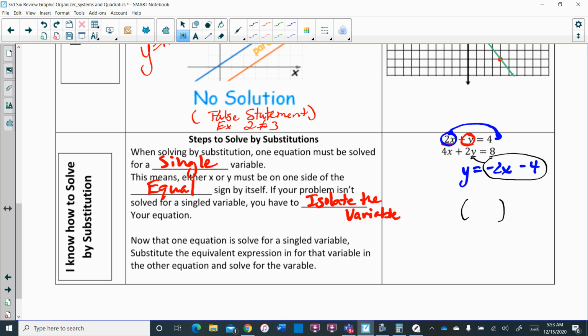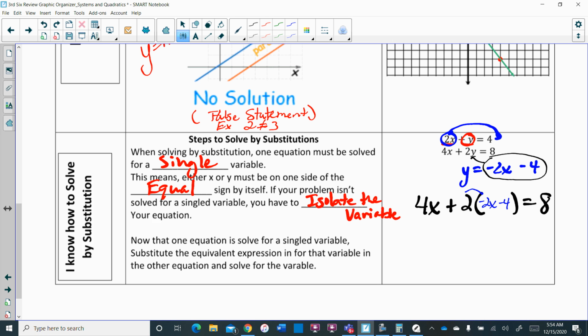So for example, let me just fix this and make it a little bit better. In the other equation, I have 4x. I'm not substituting the x. Plus 2y. I am substituting that y, so I'm putting parentheses there, and then equals 8. What I'm substituting for that y is what I circled, so inside my parentheses is negative 2x minus 4. And then from there, you're going to need to distribute and solve for the variable.